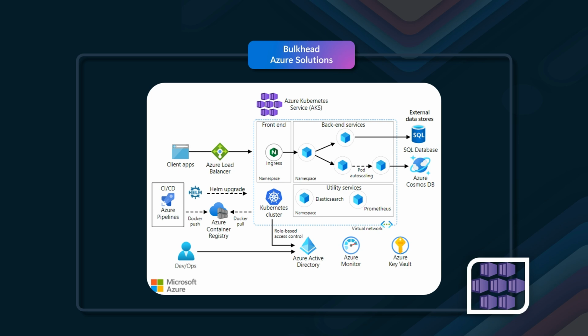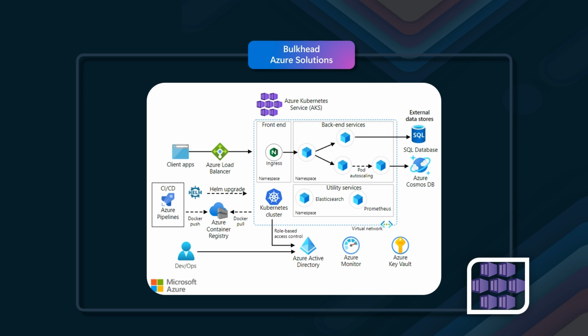Continuous integration and continuous deployment (CI/CD) are facilitated through Azure Pipelines. The CI/CD pipelines automate the process of building, testing, and deploying our applications, ensuring that our new updates are rolled out smoothly. Docker images are stored in Azure Container Registry, from where they are pulled into the AKS cluster. This setup allows for seamless deployment and scaling of containerized applications.